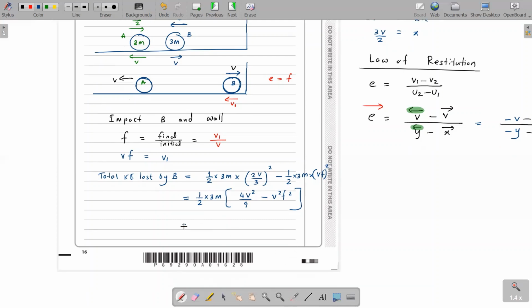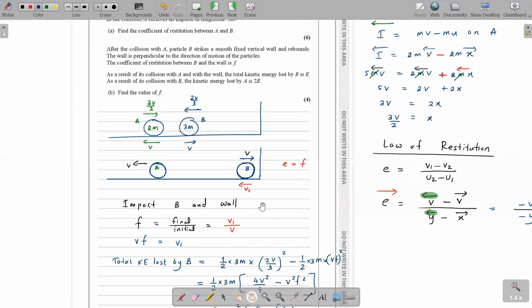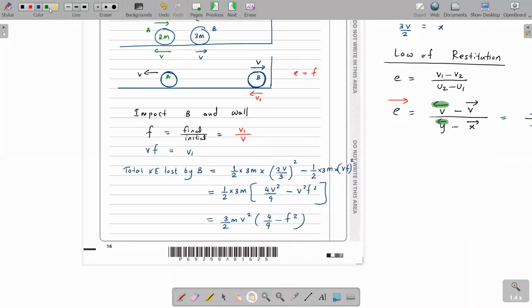Can you all simplify? 3 over 2 m, I can take the v square out and I get 4 over 9 minus f square. Is that okay? So this is my total kinetic energy lost by B, which is how much? Total kinetic energy lost by B is E. They've given us that the total kinetic energy lost by B is E. So this is the expression for E.